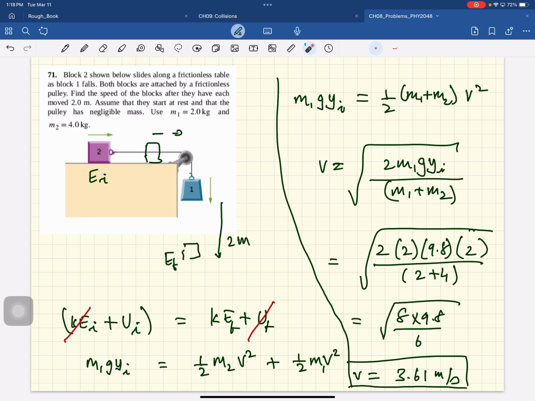If this guy was not attached and had fallen 2 meters, would he be falling faster? Yes. This guy's holding him back, or some of his energy was given to him, so he's not moving as fast.